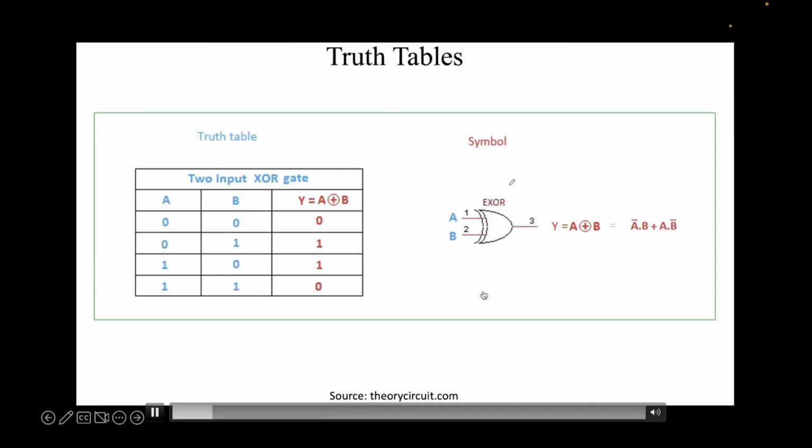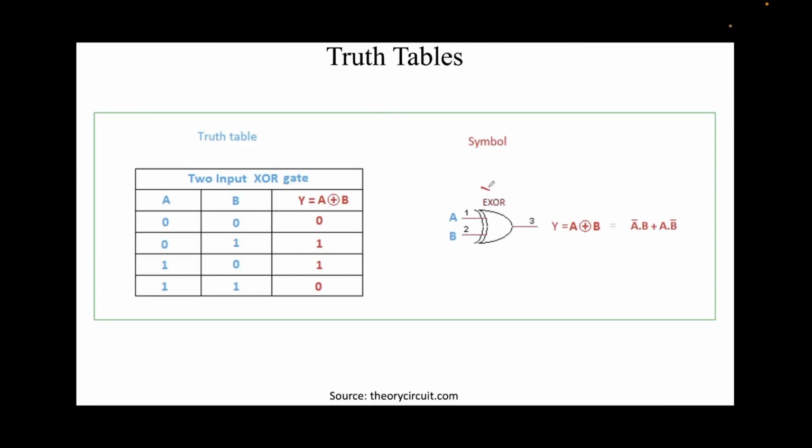Now, this is the symbol of an XOR logic gate. This is how it's represented. The two inputs are A and B, and the output here is Y. This is the symbol for it, represented using a plus encircled in a circle. Algebraically this is represented as A bar B plus A B bar. A dot is nothing but multiplication, and bar is your negation, right?